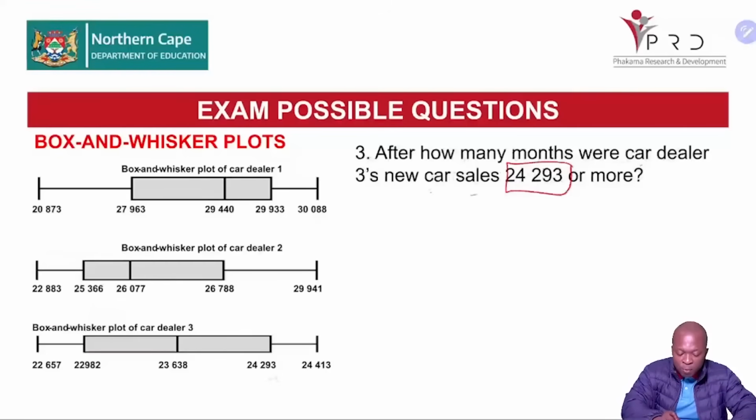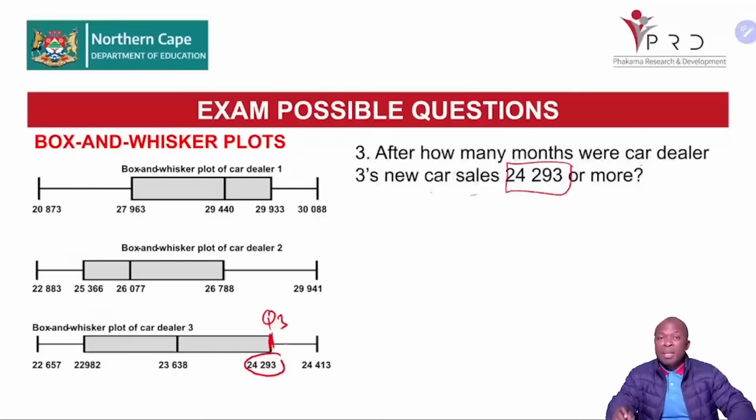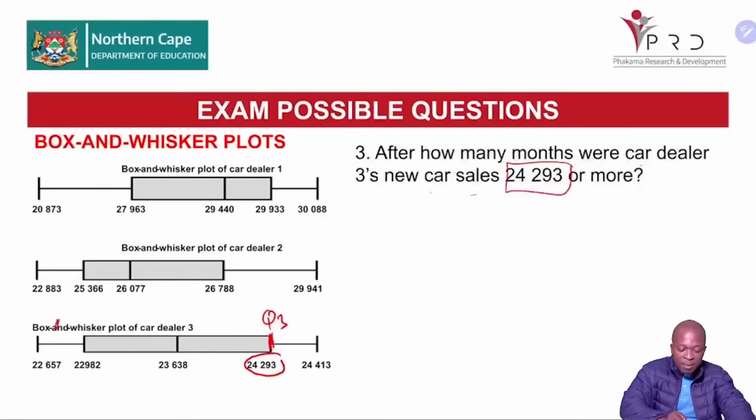24,293. Where is 24,239? There it is. So 24,239 is on this number, which is Q3. But they're saying how many months? Can you see the year has been divided into 4 parts? Okay, so we have the first 3 months, another 3 months, another 3 months, another 3 months. So it's going to be 3 months, 6 months, 9 months.